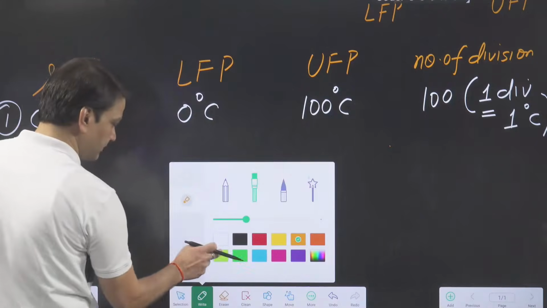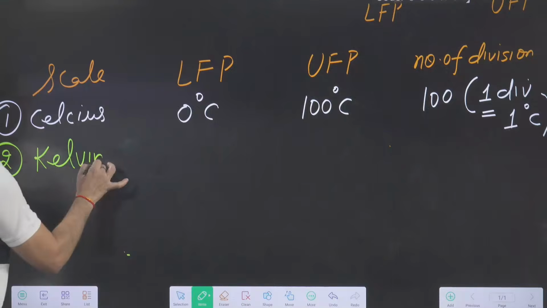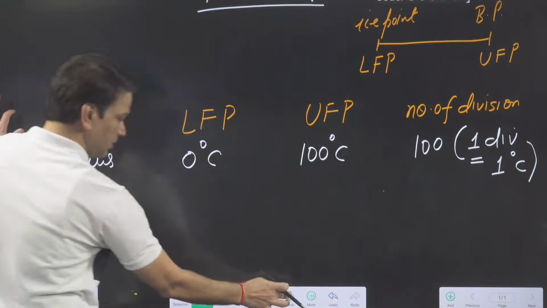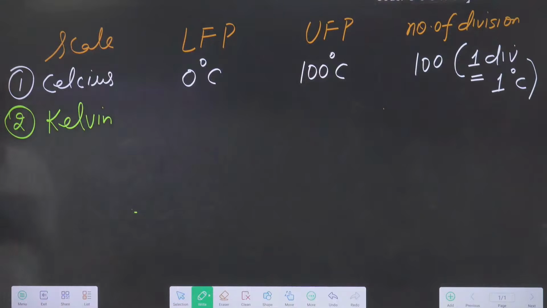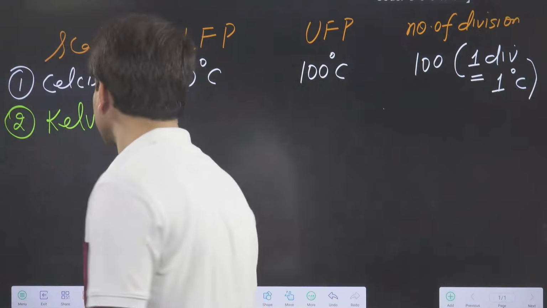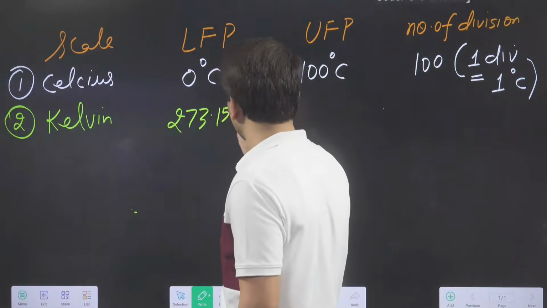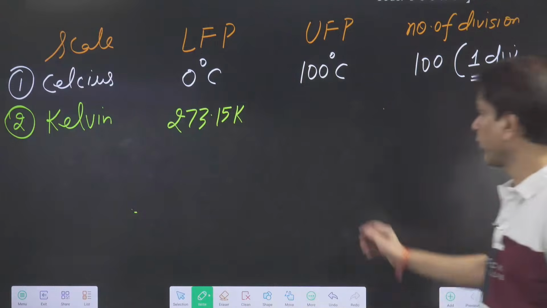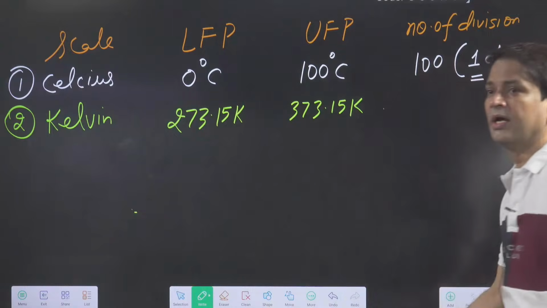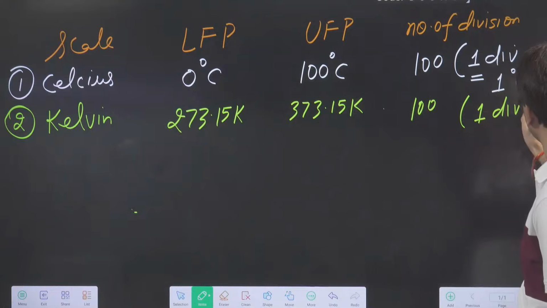Second is Kelvin. That is the absolute scale. So in Kelvin, what is the lower fixed point? 273.15 Kelvin. And what is the upper fixed point? 373.15 Kelvin. And what is the number of divisions? 100, and we can say one division is equal to 1 Kelvin.